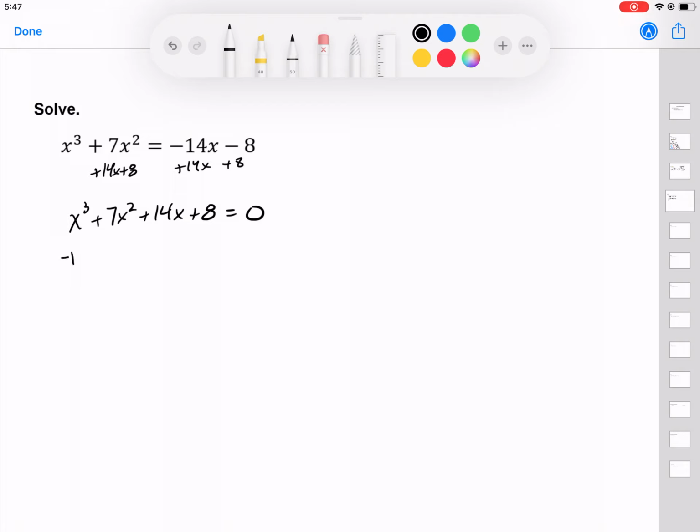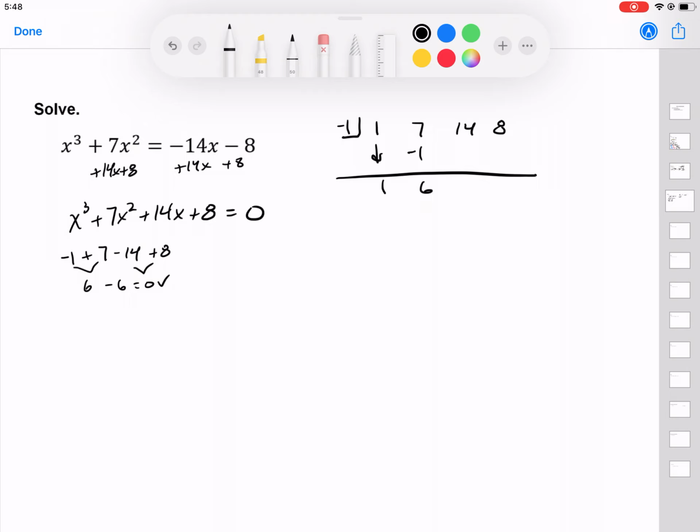So this would be -1, because -1 cubed is -1, plus a positive 7, minus a 14, plus an 8. So that would be a 6, and I'll do this, minus 6, which is 0, boom, we are good. So -1 is our winner. So I'm going to do it off over here. So we got -1, 1, 7, 14, and 8. Bring down that 1 and start doing my synthetic division.